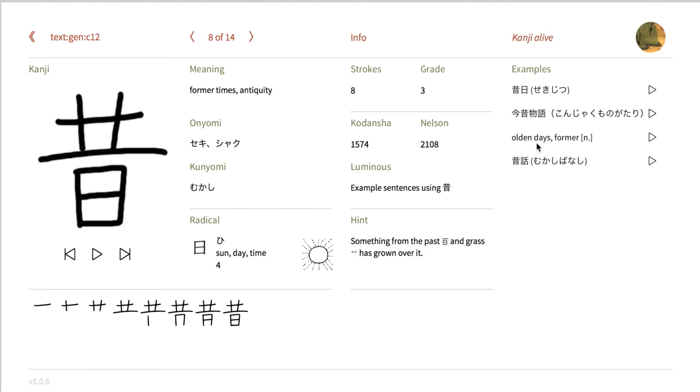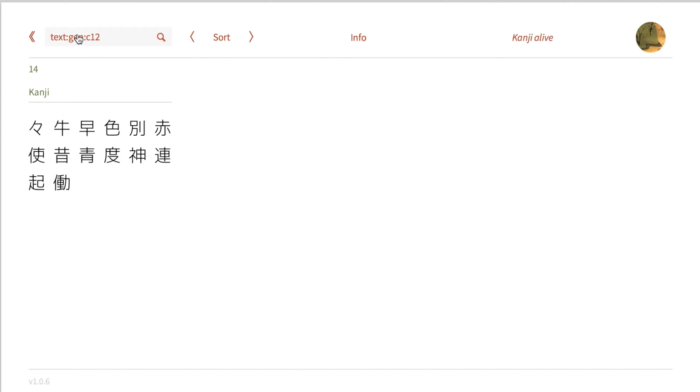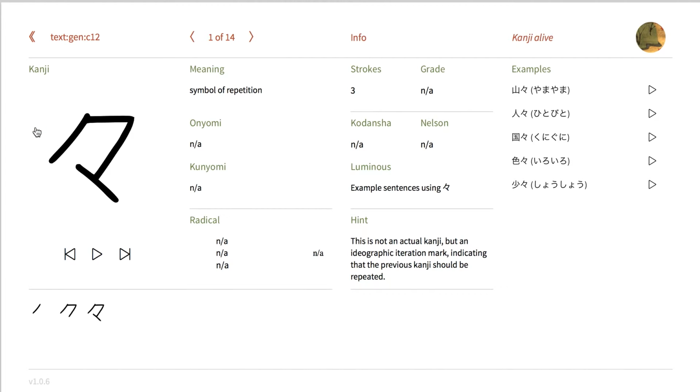So we have mukashi, right? Olden days, long ago. We have mukashi banashi, which are folk tales or folklore. Oh, here it is, Konjaku Monogatari, tales of past and present. All right, and then let's see if it will let us go to the second kanji.